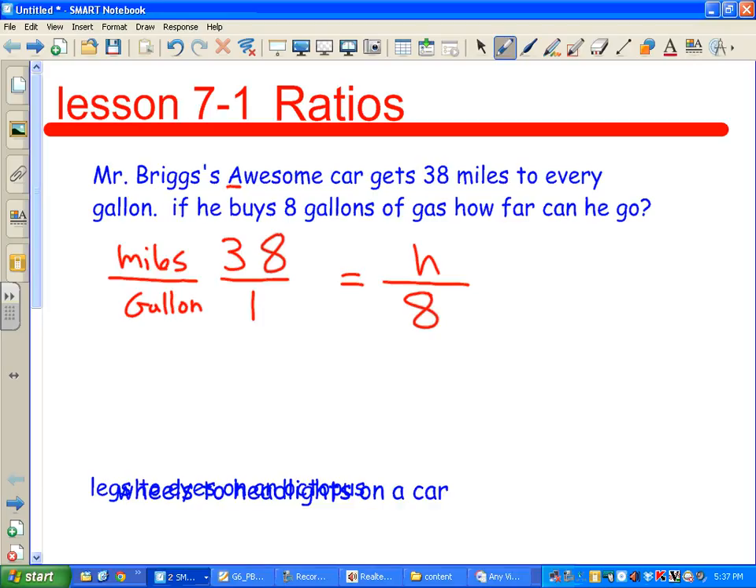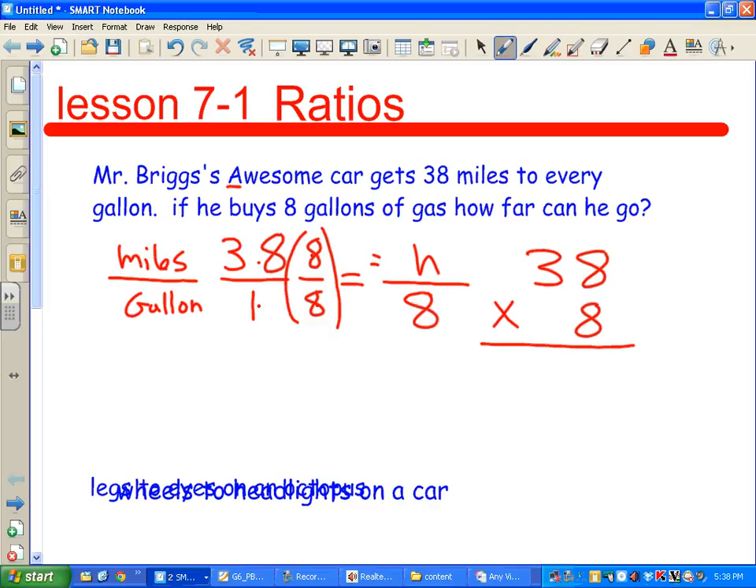I don't know what my distance is. So, what times 1 gives me 8? 1 times 8 gives me 8. So, if 8 is on the bottom, I need to have 8 on the top as well because this is a multiplication problem. It is an equality problem. So, in order to solve for n, I need to do 38 times 8 so that this fraction can be true. How far can I go on 8 gallons?